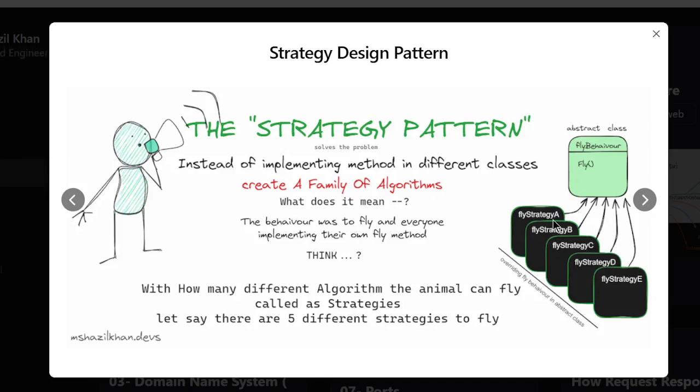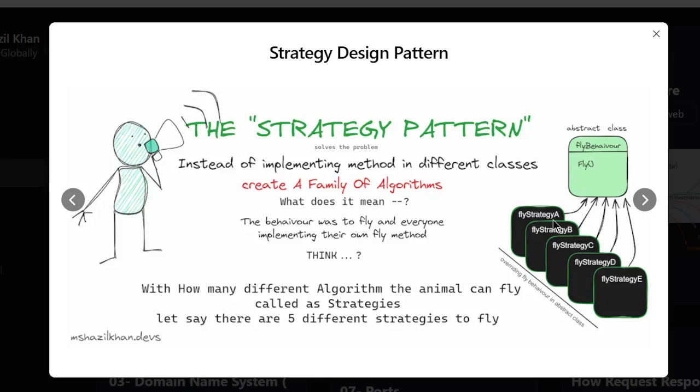The behavior was to fly and everyone implemented their own fly method. Think with how many different algorithms the animal can fly, called strategies. Let's say that there are a total of 5 algorithms with which the animal can fly: fly algorithm A, fly algorithm B, fly algorithm C, fly algorithm D, and fly algorithm E.